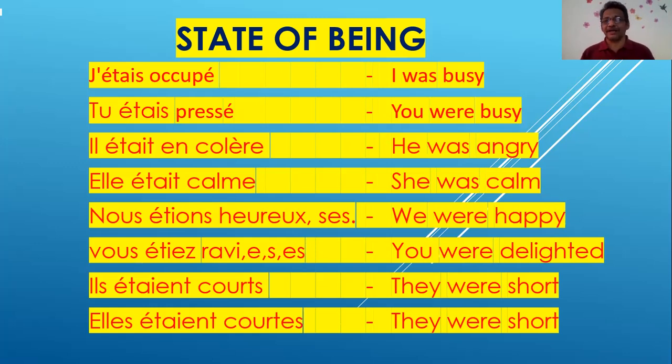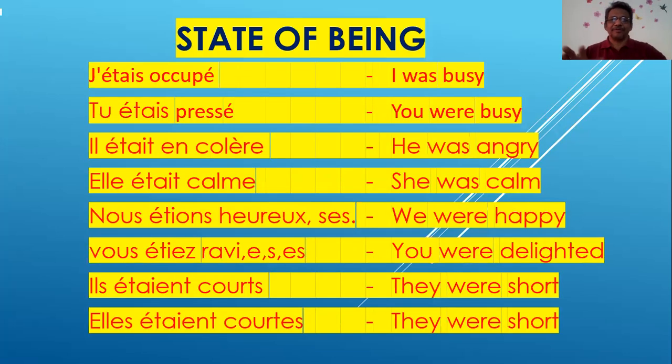Another example, tu étais pressé, you were busy. Il était en colère, he was angry. How was he? He was angry. What was his state of being? He was in anger. Elle était calme, she was calm. Nous étions heureux, we were happy. Vous étiez ravis, you were delighted. Ils étaient courts, they were short. So to express the state of being also we use imperfect.